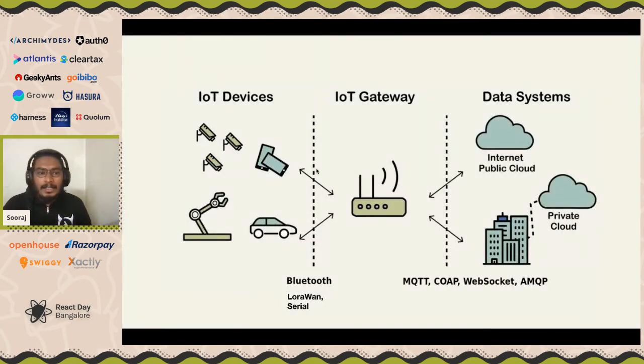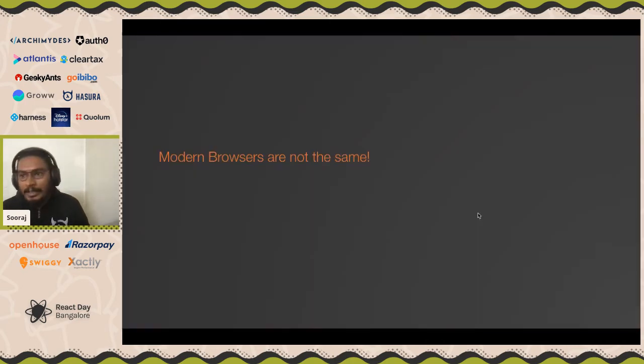Just to give the context, when you think about an IoT system, this is the basic structure. You'll have some devices, and the devices will send the data to a gateway, and the gateway will send the data to the cloud. The sensor to gateway communication might be using protocols or technologies like Bluetooth, LoRaWAN, or serial connection. The gateway to data center is communicated with MQTT, HTTP, or WebSocket, just to give the context of what a typical IoT system looks like.